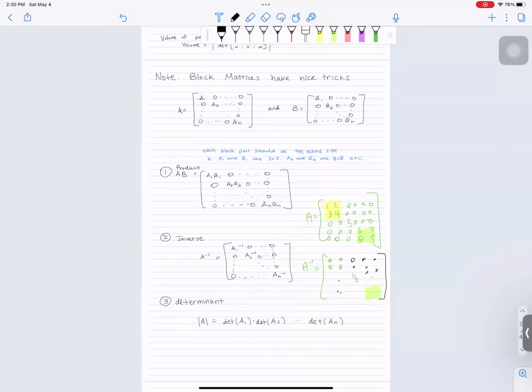Okay, so here we have this example from the quiz. You're given this function and you're told that it has a critical point at the origin, and you're told to classify it. The first thing that comes to mind is maybe take the derivative, find the Hessian, do the determinant. But you see that this is very complicated.